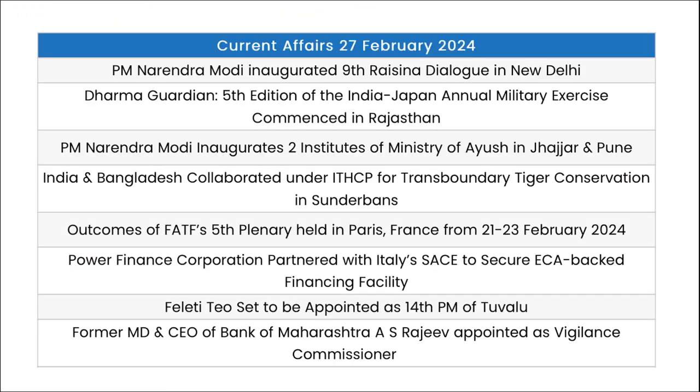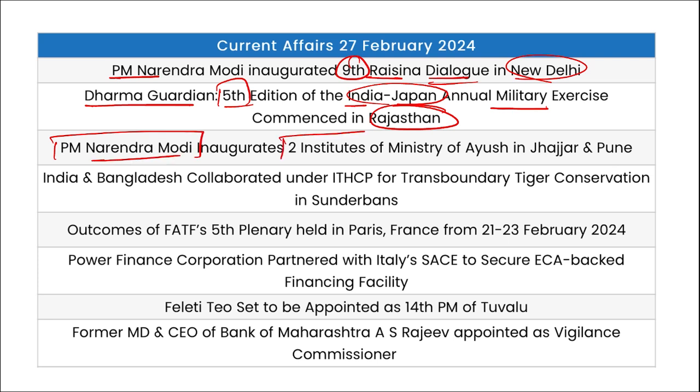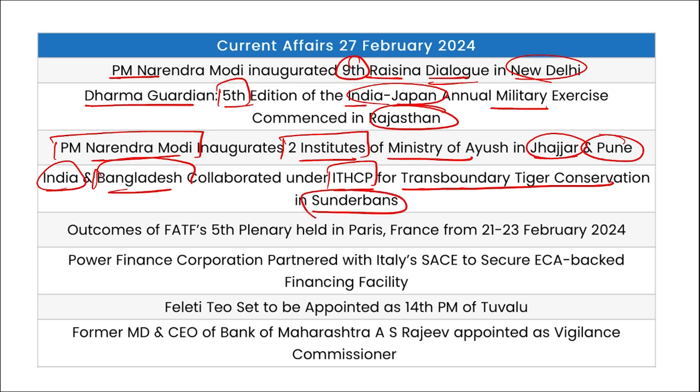So friends, these were your important current affairs for the day. Now let's go for a quick one-liner revision. PM Narendra Modi inaugurated the 9th Raisina Dialogue held in New Delhi. Dharma Guardian, the 5th edition of the India-Japan annual military exercise, was held in Rajasthan. PM Narendra Modi inaugurated two institutes of the Ministry of Ayush in Jhajjar and Pune. India and Bangladesh collaborated under ITHCP for transboundary tiger conservation in Sundarbans.